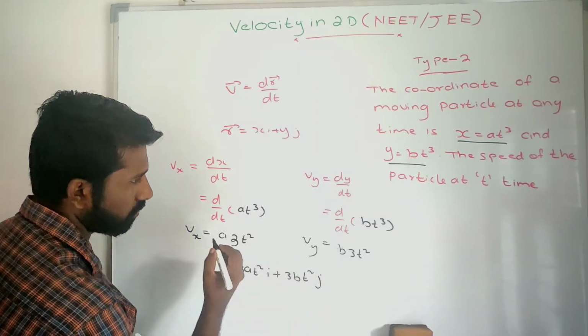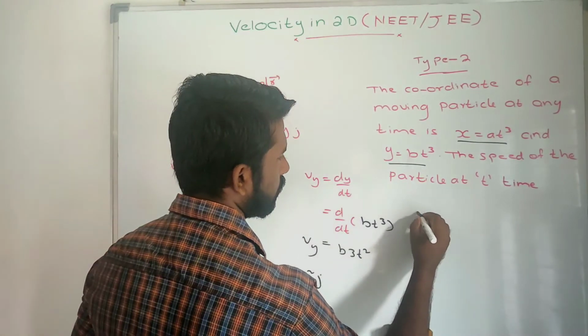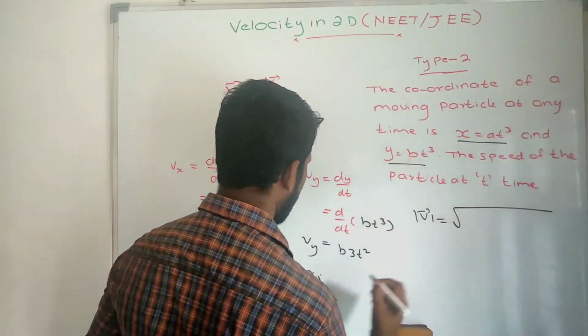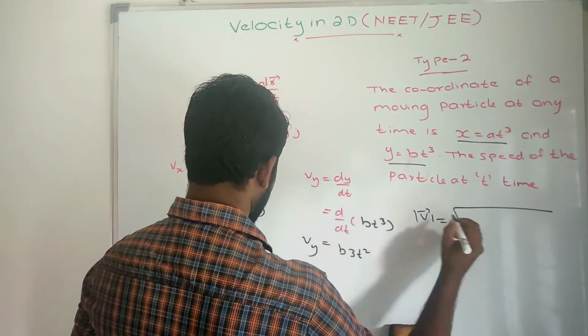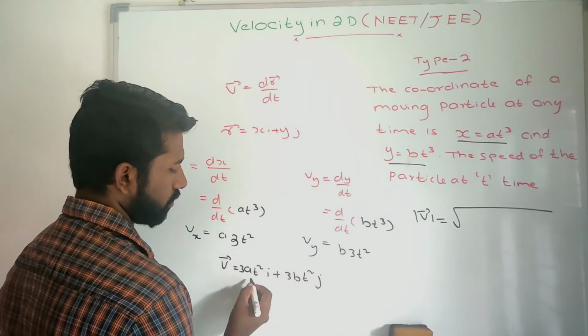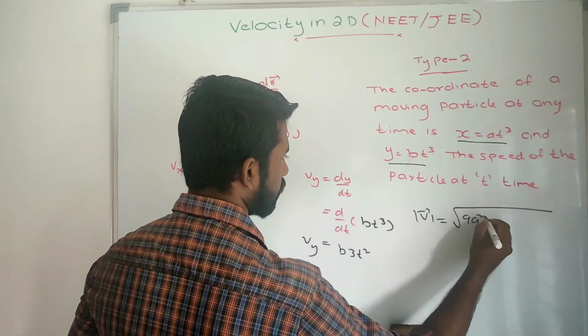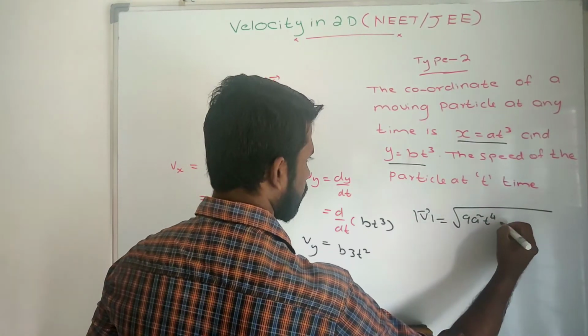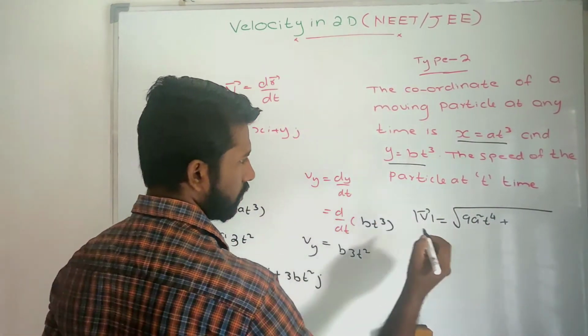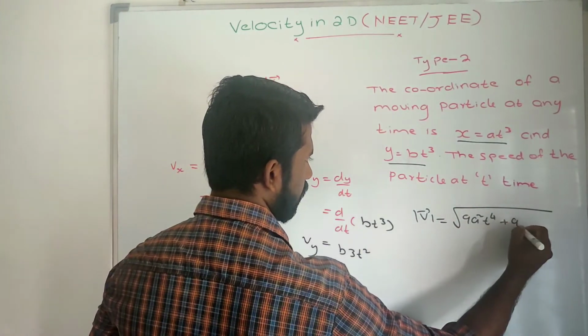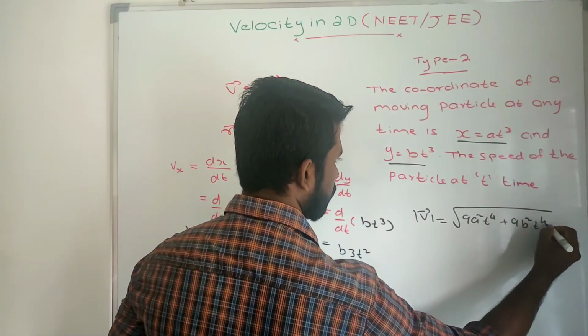Okay, we need to find out the magnitude. So the magnitude of the velocity is equal to square root of vx square plus vy square. vx is this much, so 9a square t power 4, plus vy is this, so its square is 9b square t power 4.